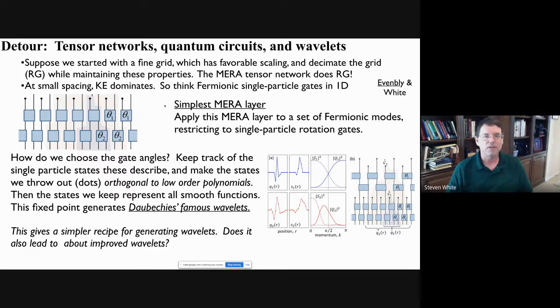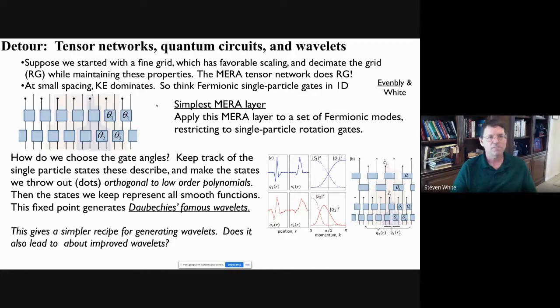So this is explaining a close connection between quantum circuits and wavelets. Suppose we were thinking along the lines of starting with the Hamiltonian with the favorable scaling, a grid, but we wanted to decimate the grid thinking in an RG sort of framework. One of the nice things to come out of tensor networks is that the MERA tensor network is a nice way to do real space RG. So if we can think in terms of applying a MERA to a grid.